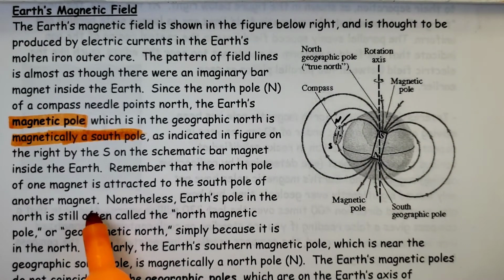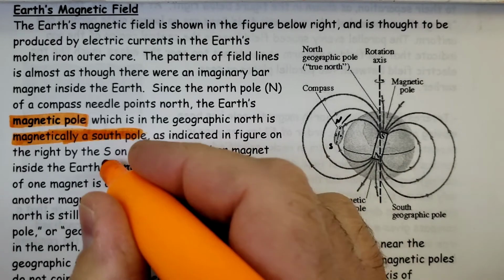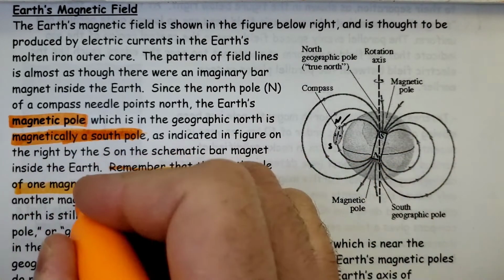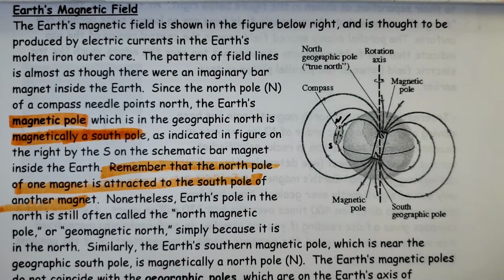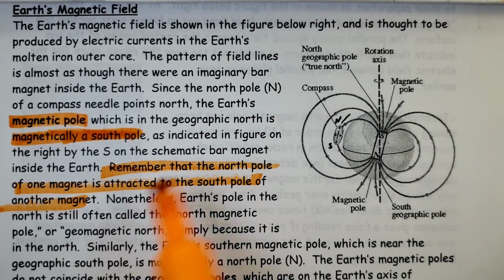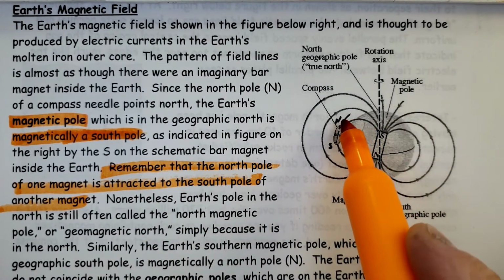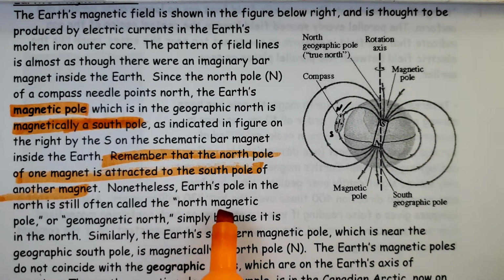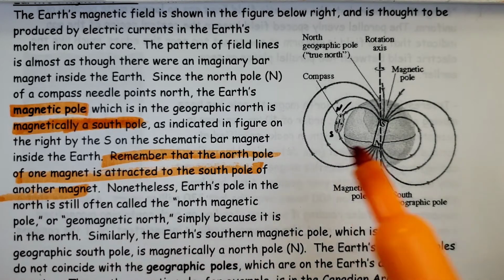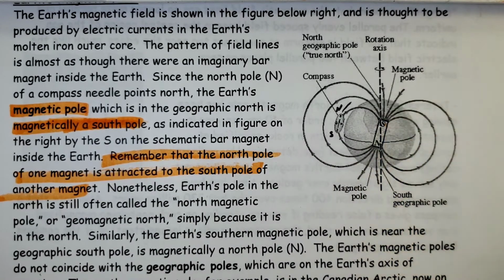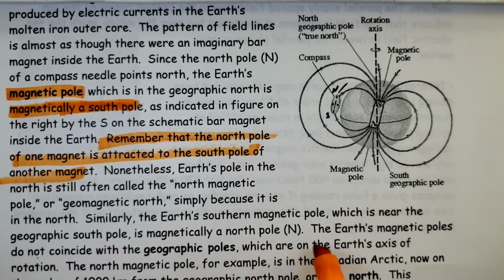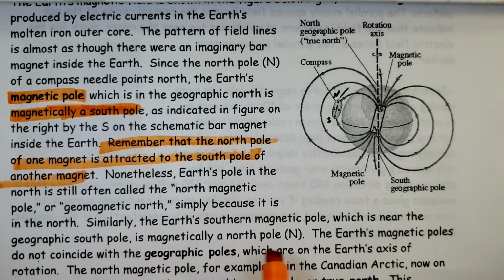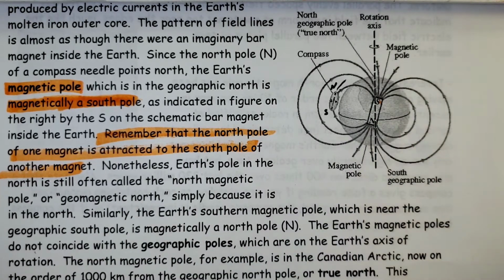Remember that the North Pole of one magnet is attracted to the South Pole of another magnet. So that tells us that must be how it works, because the North Pole of one magnet is attracted to the South Pole, so the North Pole of compasses is attracted to the South magnetic pole. Nonetheless, Earth's pole in the north is still often called the North Magnetic Pole or Geomagnetic North simply because it is north, even though we know the truth. Similarly, the Earth's southern magnetic pole, which is near the geographic South Pole, would be the North Magnetic Pole.